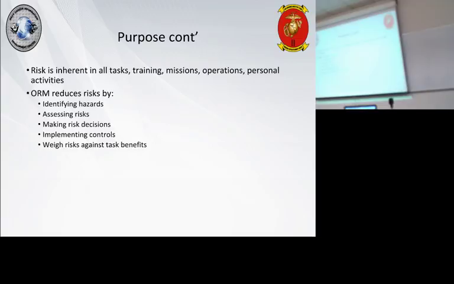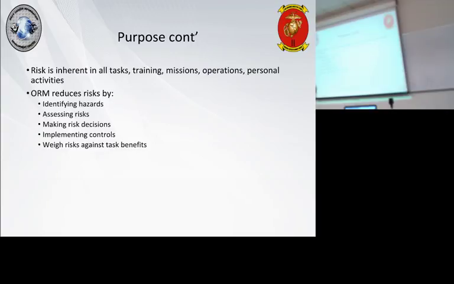Risk is inherent in all tasks, training, missions, operations, and personal activities. So what does ORM do? It reduces the risk by, what is that up there? IMNs. It's a variation of it, the same thing. Weigh risk against task benefits. The only thing you replace that with is supervise. So if you know IM, worst case scenario, all you're doing is replacing weigh risk against benefits. Risk outweighs the cost. So: identify the hazards, assess the risk, make risk decisions, implement controls, and then weigh risk against task benefits. Any questions about that? Pretty easy, right? That is the ORM process and what it does for each event.